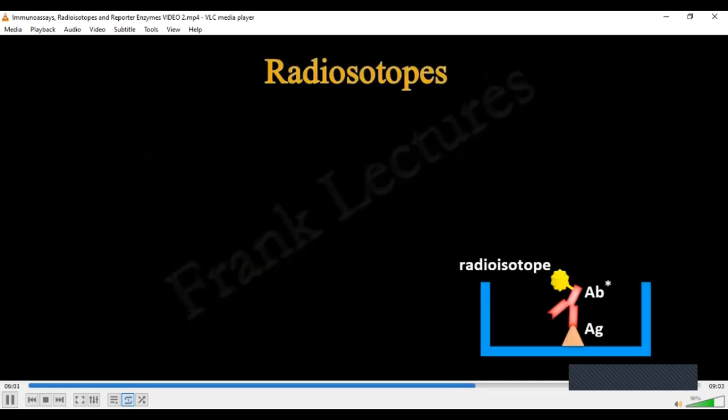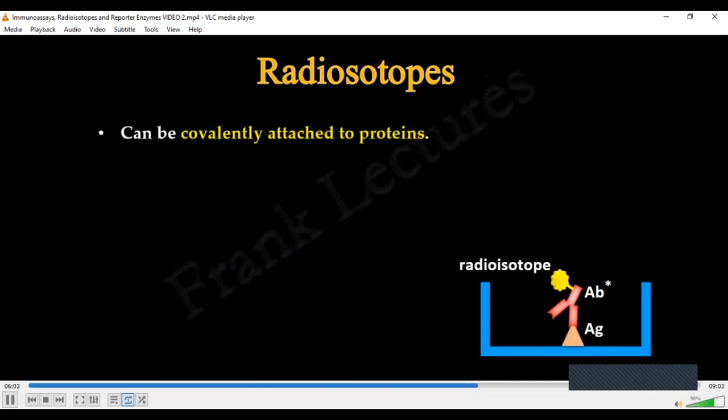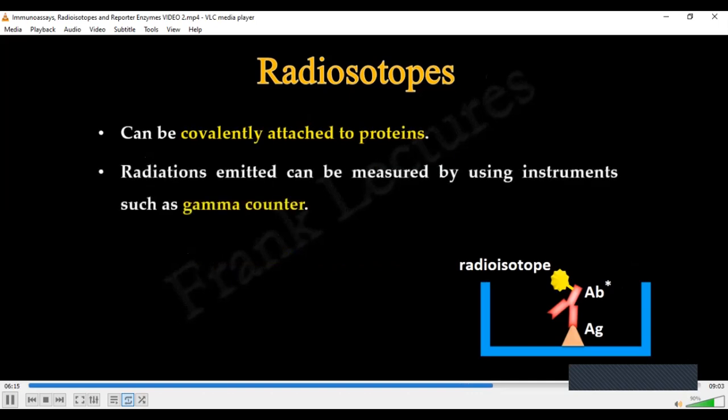Radioisotopes can be covalently attached to proteins. As we know, all antibodies and most of the antigens are proteins in their chemical nature. These radioisotopes thus easily label them. The radiations emitted by the radioisotope can be detected and measured using specialized instruments such as a gamma counter. The most popular radioisotope used as a tag is iodine-125. It has a half-life of 60 days, which is a relatively long half-life.